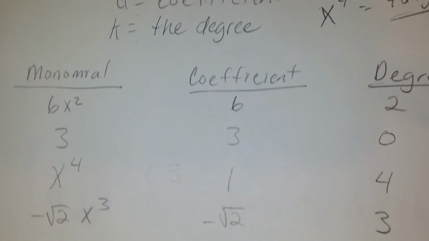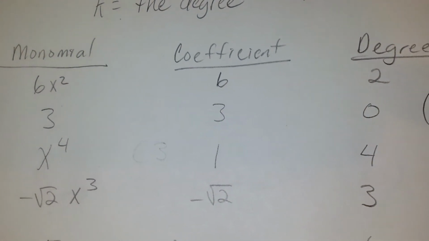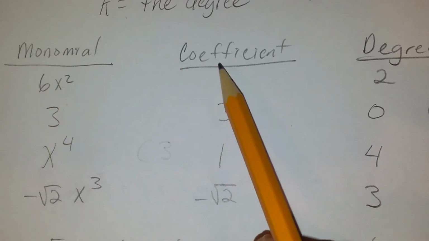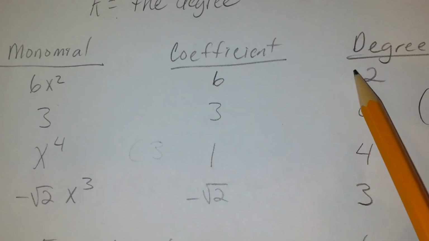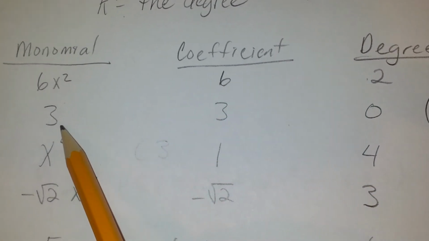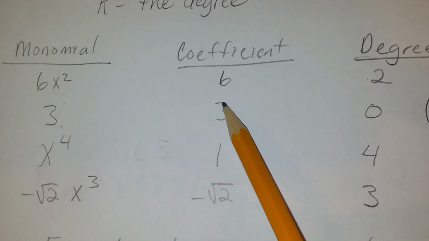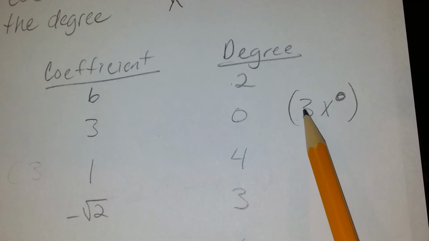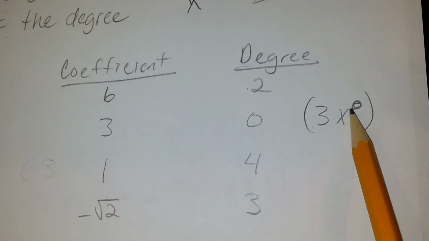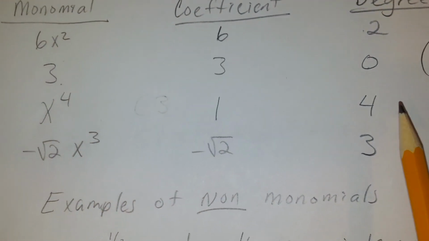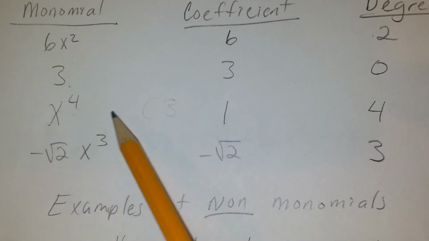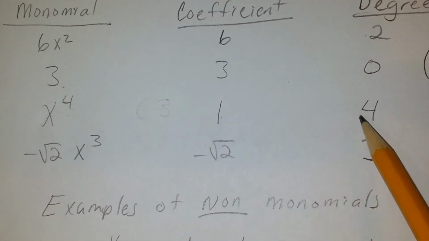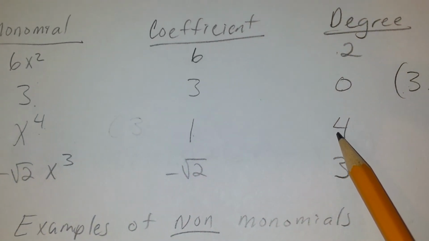Here's some monomials, all right, and their degree. Here's the 6x squared. The coefficient is 6. The degree of this monomial is 2. Here's a monomial, 3. The coefficient is 3. The degree is 0. 3 times x to the 0 power is 3 times 1. Anything to the 0 power is 1. X to the fourth has a coefficient of 1. It's just kind of inferred that there's a 1 there. And the degree of the monomial is 4.